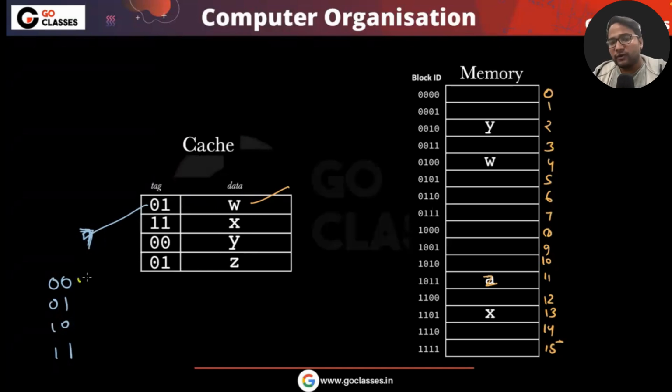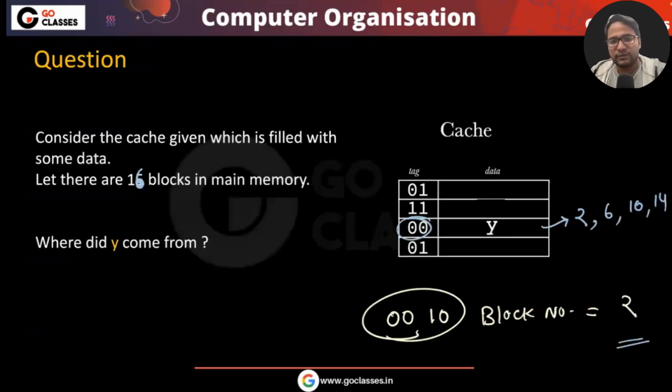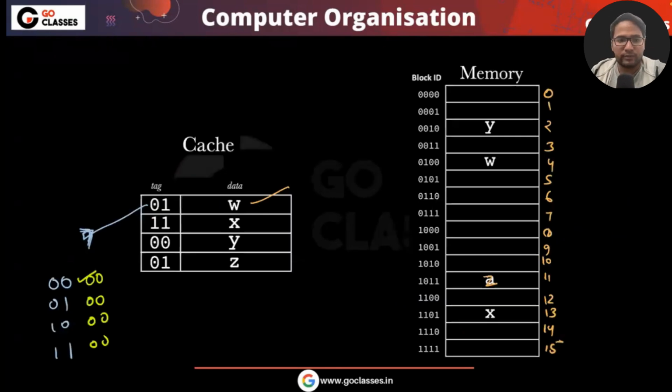4 blocks, right? If it is 00, then for some block number, maybe I can append 00, right? This is index, I can append, right? See, if this particular tag is basically 00, right? Let me go to the next page probably. Let me explain what I'm trying to say. See, if this could be anything, right?